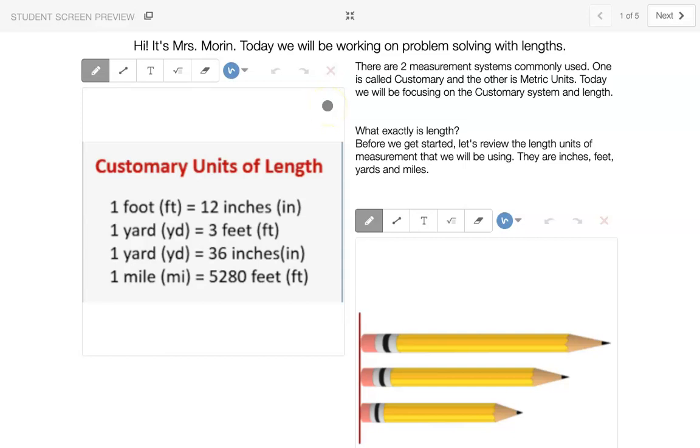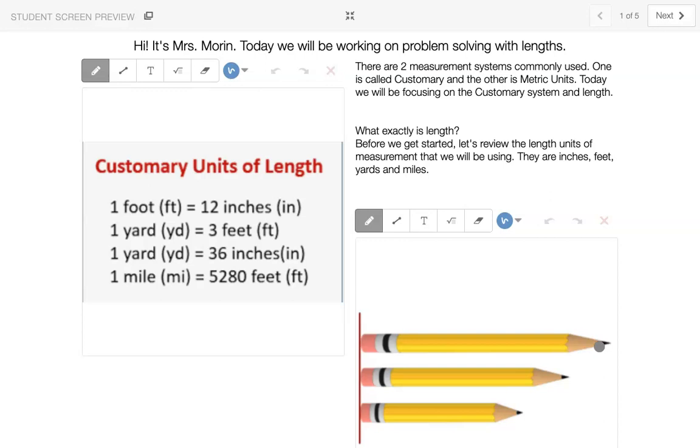It's Mrs. Morin, and today we will be working on problem solving with lengths. There are two measurement systems commonly used. One is called customary, and the other is metric units. Today we will be focusing on the customary system and length. So what exactly is length? Length is the measurement from one point on an object to another point on the object.